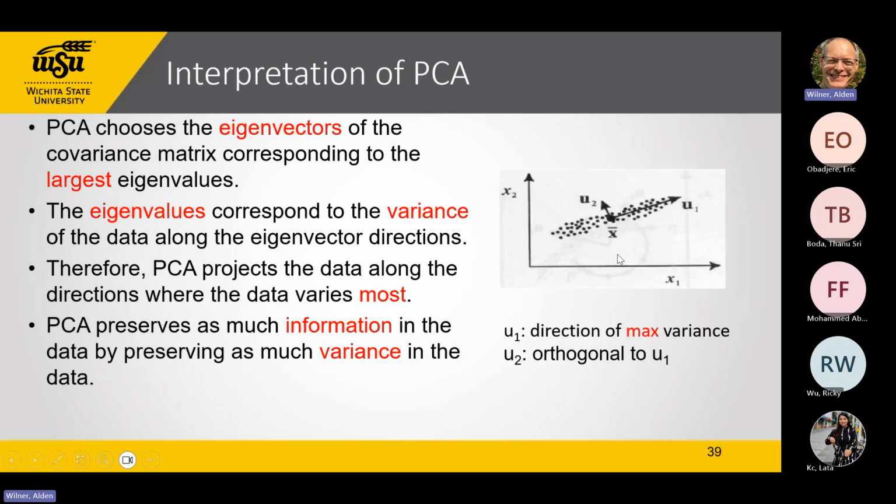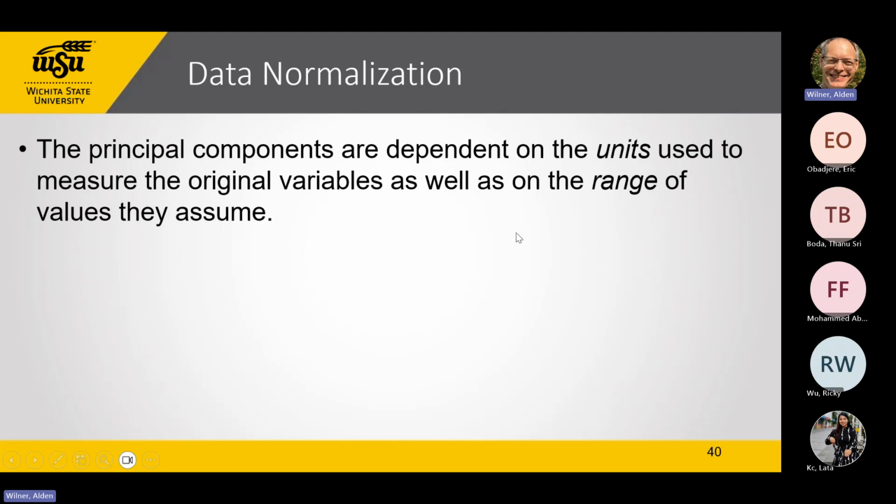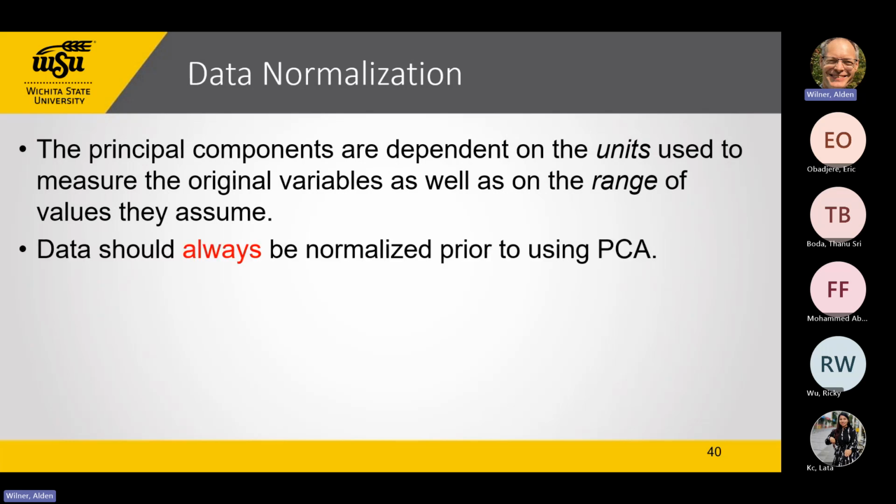Again, X1 and X2 are two independent features, or theoretically independent, but actually they've got covariance between them, right? So the direction of our maximum variance is U1, and U2 is orthogonal to U1. The principal components are dependent on the units that we use to measure the original variables, as well as on the range of the values they assume. Therefore, your data always needs to be normalized prior to doing principal component analysis. Make sure everything is on the same scale, right?